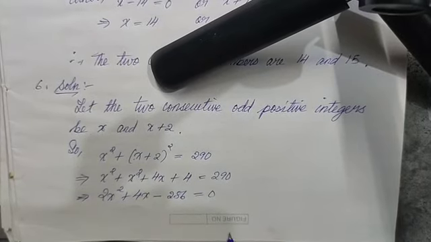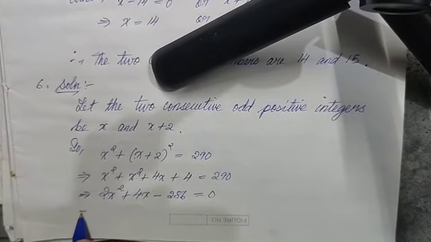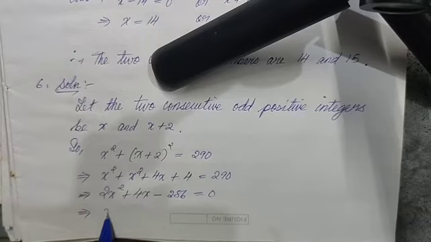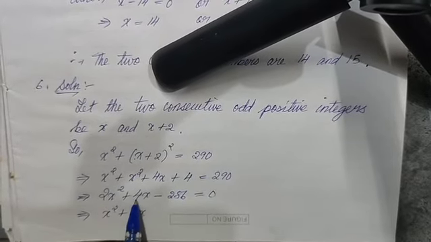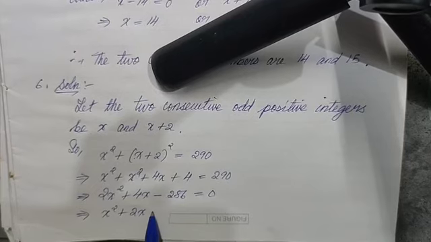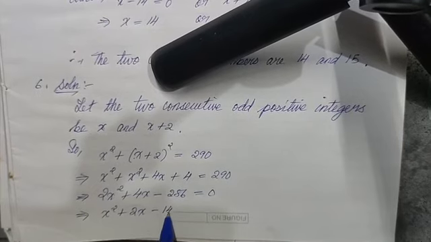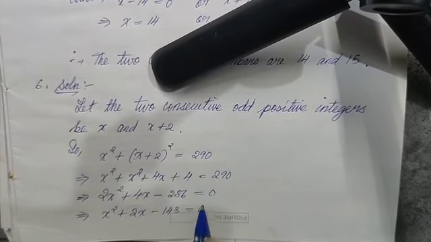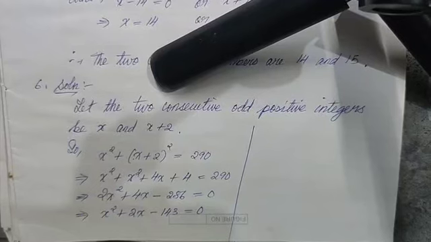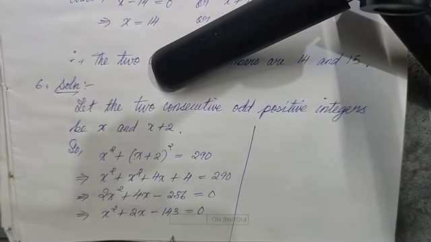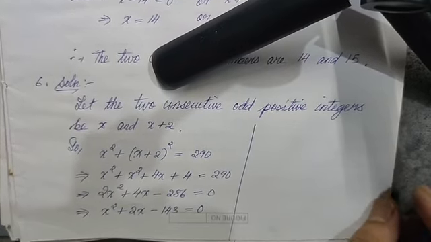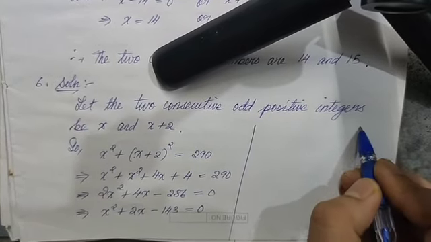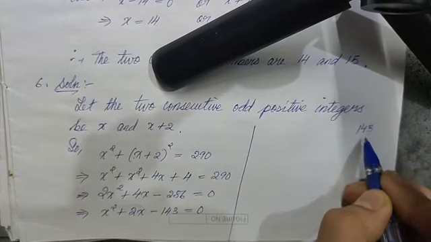Taking 2 common, x square plus 2x minus 143 equal to 0. Dividing, 2 1s are 2, 2 2s are 4, 2 4s are 8, 2 3s are 6, so the product is 143. Using prime factorization, we find the factors of 143.